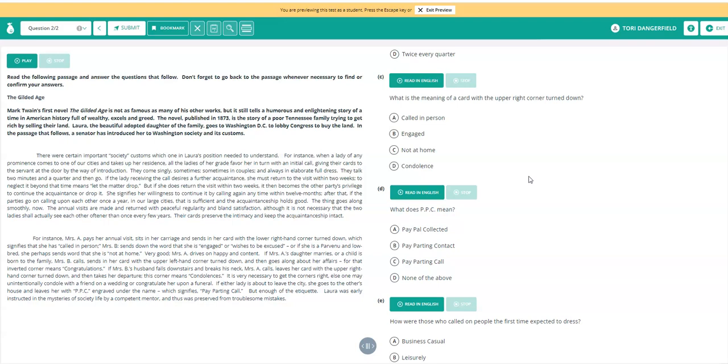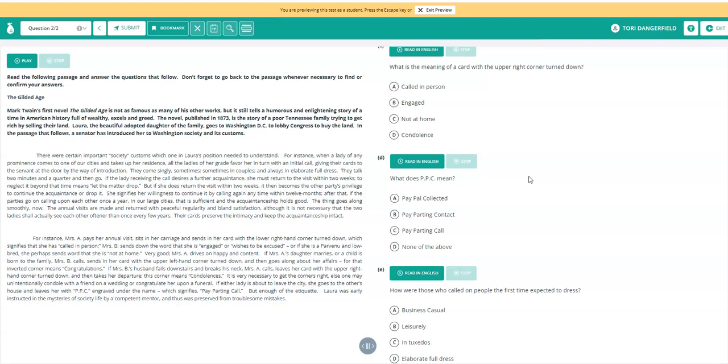Question 2D. What does PPC mean? A, PayPal collected. B, pay parting contact. C, pay parting call. D, none of the above. Question 2E. How were those who called on people the first time expected to dress? A, business casual. B, leisurely. C, in tuxedos. D, elaborate full dress.